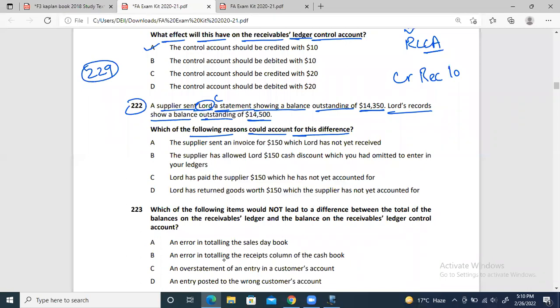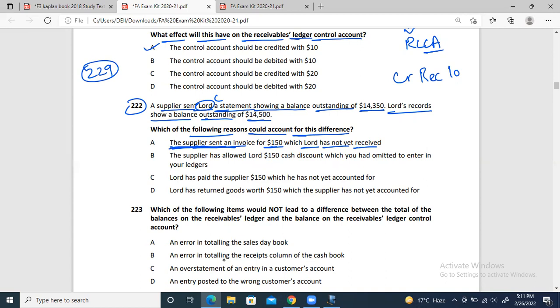So which of the following could be reasons for the difference? The supplier sent an invoice for 150, which Lord has not yet received. What do we mean by supplier sent an invoice? This means that the supplier will have sent some kind of payment advice. In other words, a purchase might have happened. Lord might have purchased something, and this means Lord will not have recorded that purchase in his accounts. So whenever this kind of sentence is there, you have to call it either a purchase or a sale, depending on whether it is a customer or a supplier.